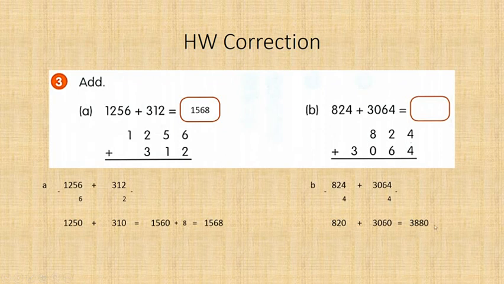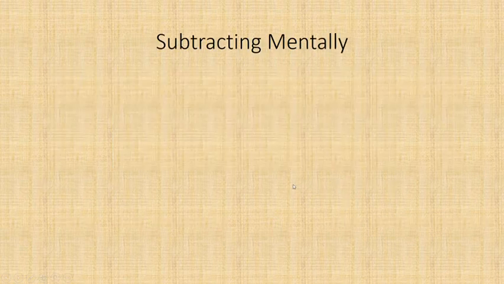And after that, you add the numbers that you took from the question. I took from here 4 and I took another 4. So the total that I took is going to be 8. So I'm adding it in the answer. So the answer is going to be 3,888.